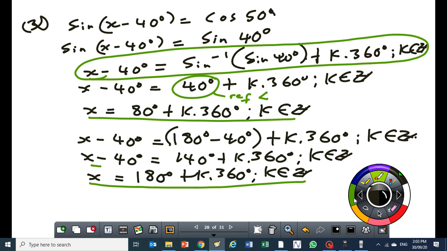It's coming from the 40 on the other side, coming from the left to the right.